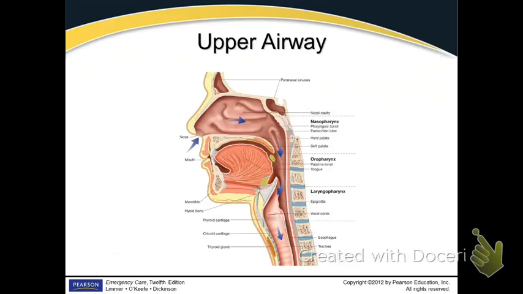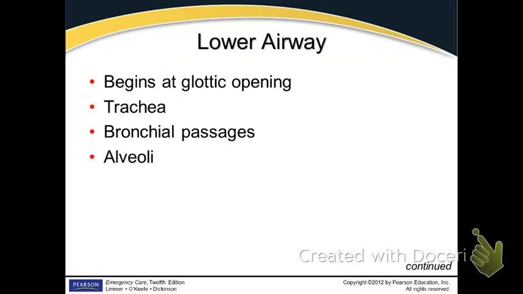Once air passes the epiglottis, or the glottic opening, then you begin into the lower airway. So it goes through the epiglottis, through the vocal cords. Keep that in mind, the two vocal cords. Like my vocal cords right now are just vibrating like crazy, right? Because that's what makes sound, the vibration of those vocal cords.